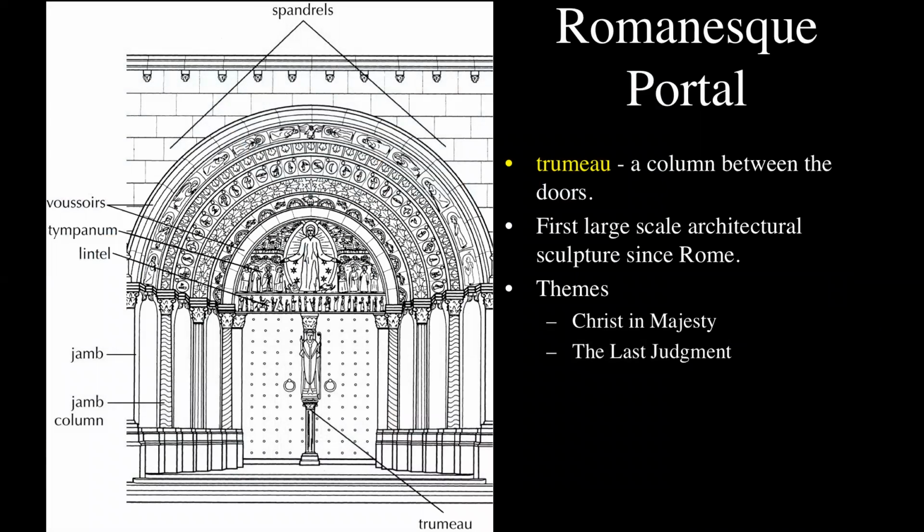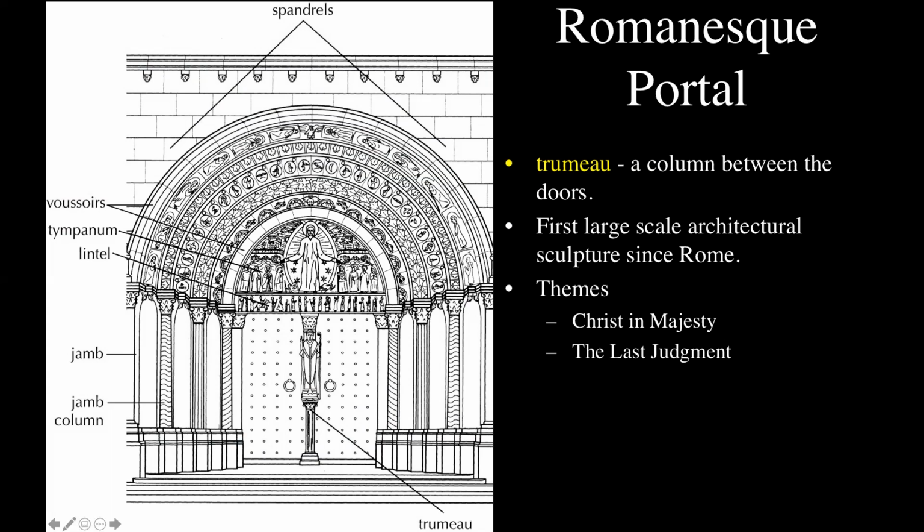So what's most interesting, in my opinion, are the types of sculptures and sculptural stories that they put on the churches themselves. So one of the places that they would put them is the door, a portal. It's just a fancy way of saying the door. So if you're a worshiper, this is where you would enter, and these would be the first things you would see. This thing called the trumeau is a column between the doors, to support the two different doors, but they decorated that as well. And this is the first large-scale architectural sculpture since Rome. People didn't make big sculptures like this since the year 500 or so.